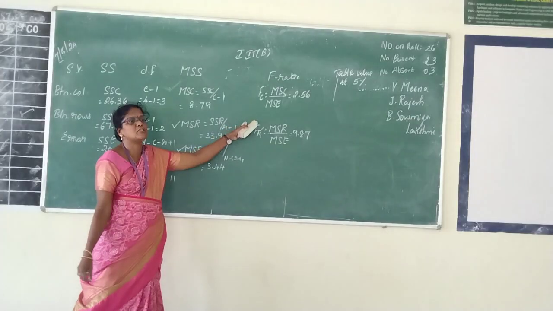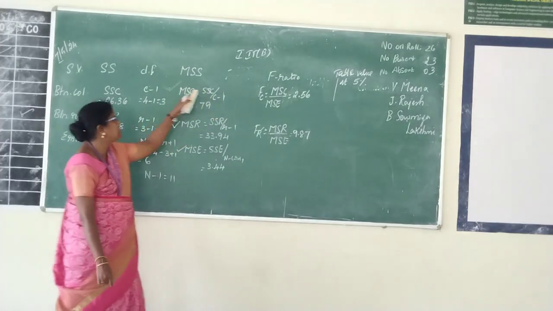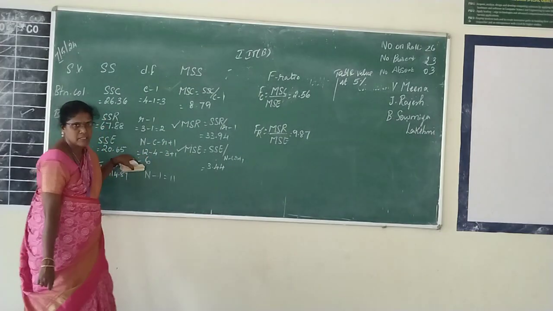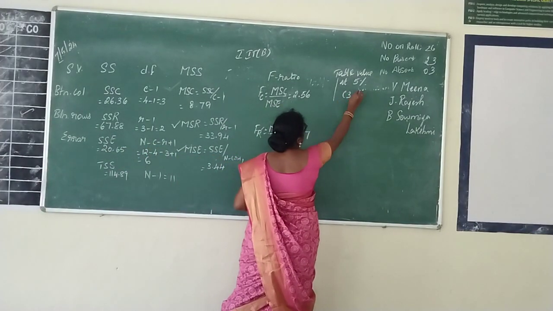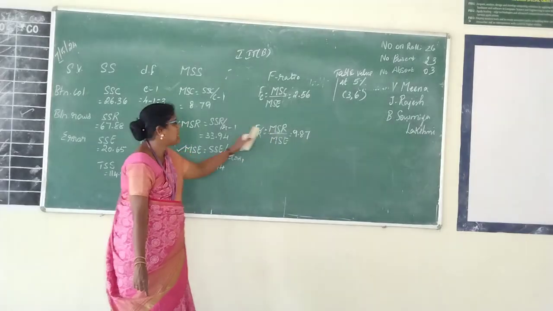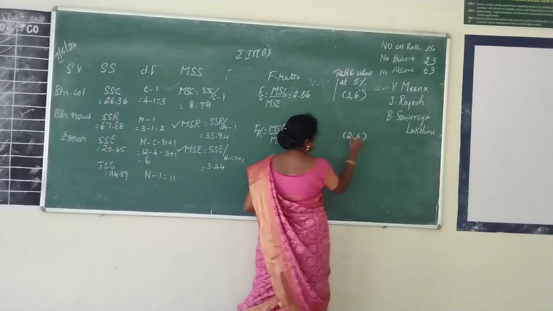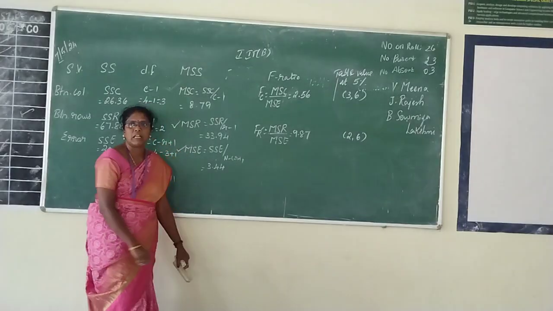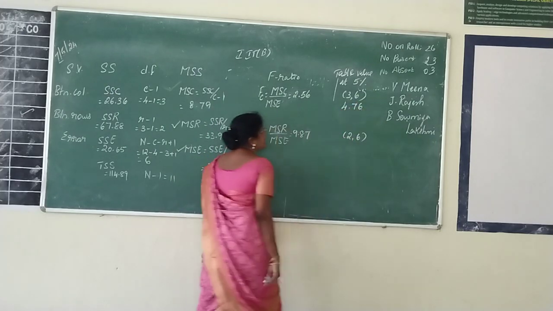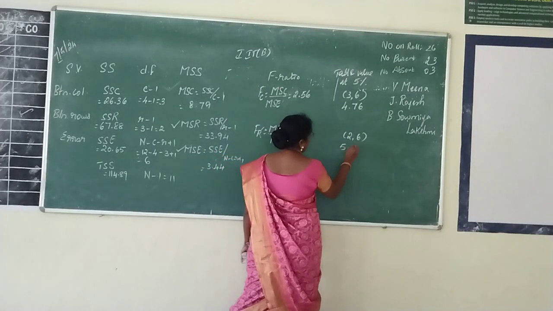Now write the degrees of freedom first, correctly. For column, what is the degrees of freedom? Which one do you take in the numerator? MSC. For MSC, what is the degrees of freedom? 3. For MSE, what is the degrees of freedom? 6. So you have to look for 3, 6. Similarly for row, MSR in the numerator. So MSR degrees of freedom is 2, and MSE in the denominator, so 2, 6. For 3, 6, what is the value? 4.76. For 2, 6, 5.14.